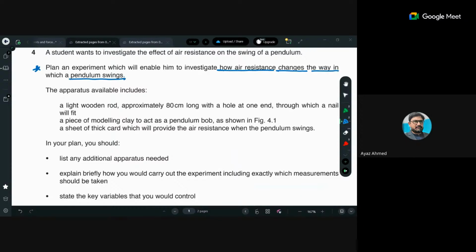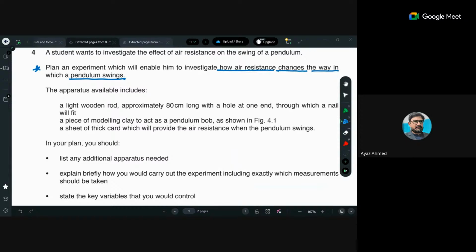You people are not tested by analysis, like checking the change on the time period due to resistance, etc. It is a simple way: check how the air resistance is affecting the way of the swing. So way of the swing means definitely we will write that the swing time period would be reduced, it will stop earlier, etc.